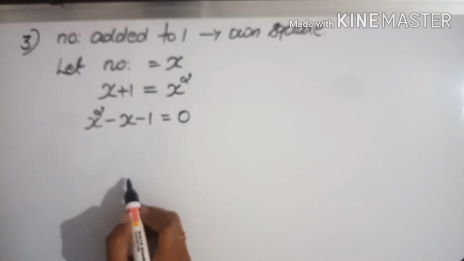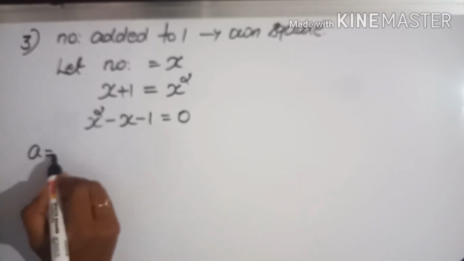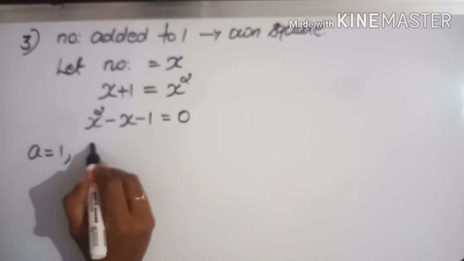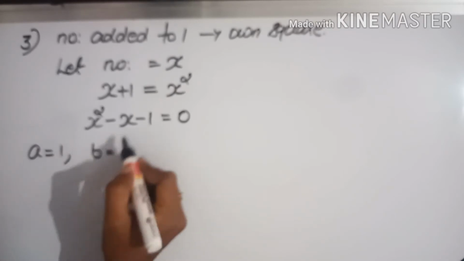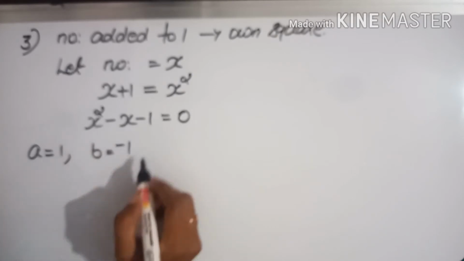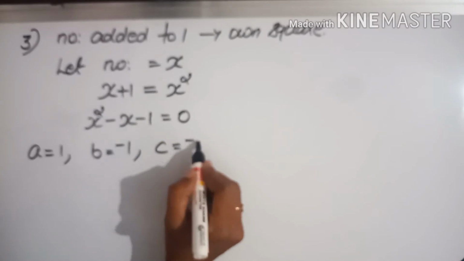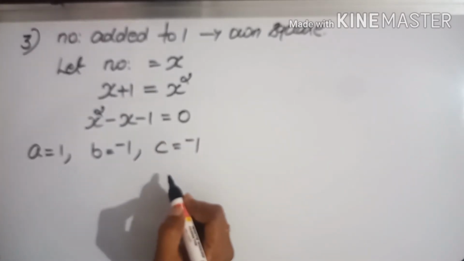Okay, now let's do what? a equals the x square coefficient, which is 1. Now b equals the coefficient of x, here minus 1. Okay, so minus 1. Now c equals what? The constant number, that also is minus 1.